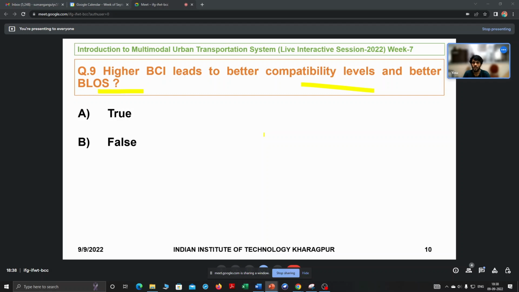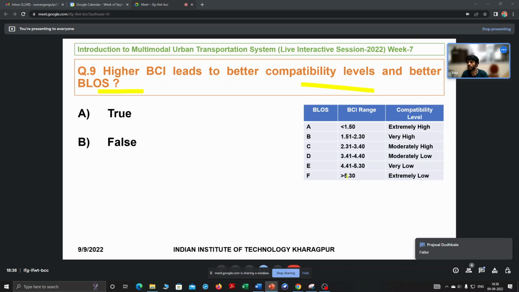What is the answer for BCI, bicycle compatibility index? Okay, I got one answer. He's saying false. So actually, you are correct. It is not true, because if you have a higher BCI range, that means your level of service is F. F means it is extremely low or it is bad. So it is very straightforward.